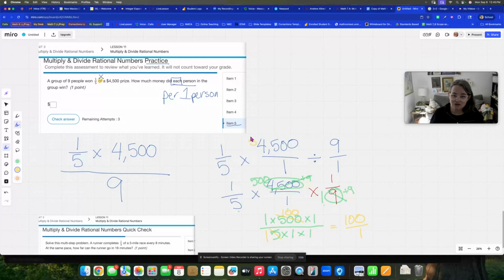The 4,500 was the number of dollars. The 9 was the number of people. The 9 moved to the denominator, so the 1 now is the number of people. And the 100 is the amount of money. So I'm going to say $100 per person. So that didn't end up being very much money, did it? After all that math.